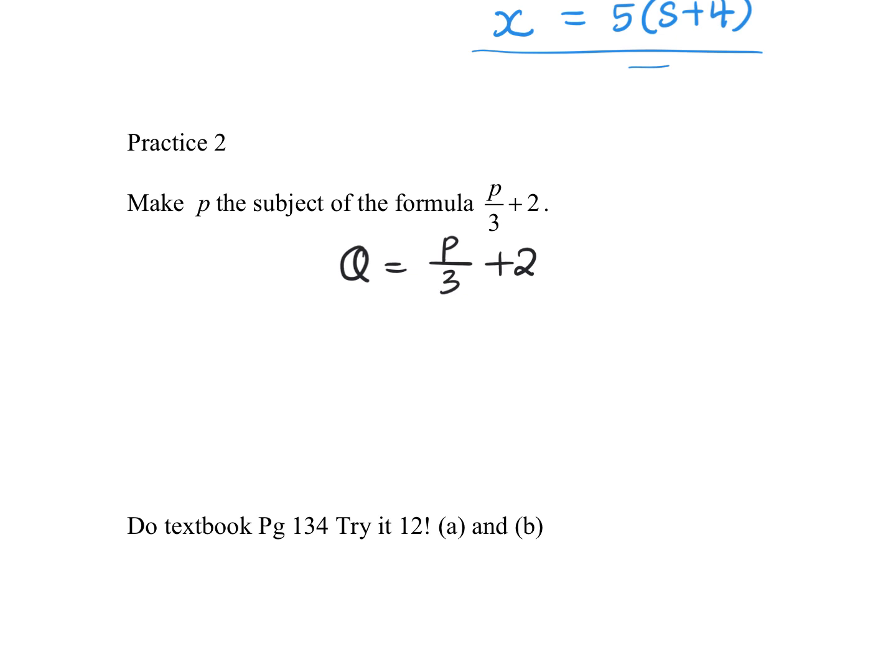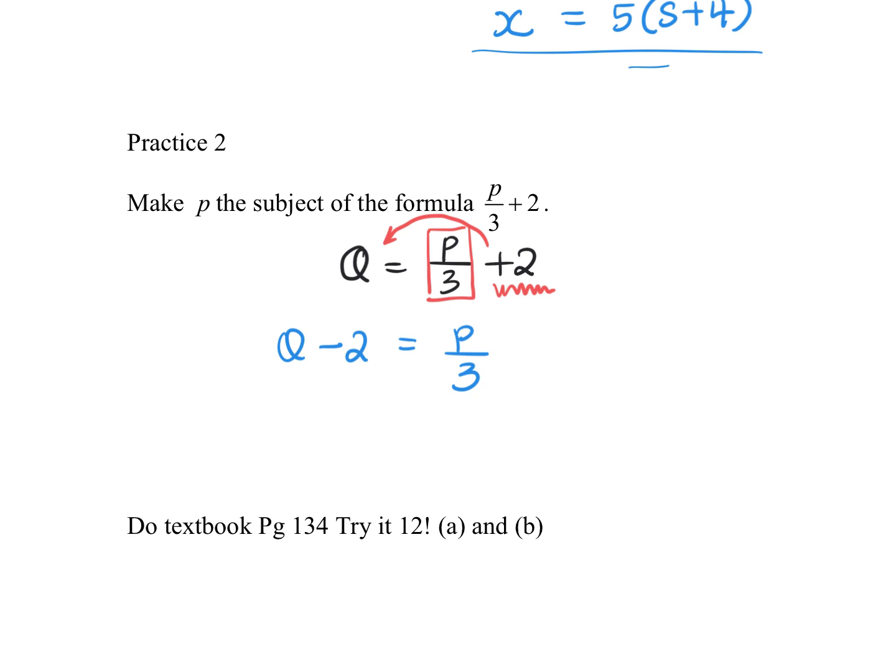So if I want a formula, I must definitely have a left hand side and a right hand side. Okay, now I want to make P the subject. P is with P over 3, so I cannot do anything to it. It's together with this bodyguard. So I try to get rid of the outermost enemy. This is add 2, so we should try to get rid of it by doing the reverse operation. That will be subtract 2. So this will be Q subtract 2, and I'm left with P over 3.